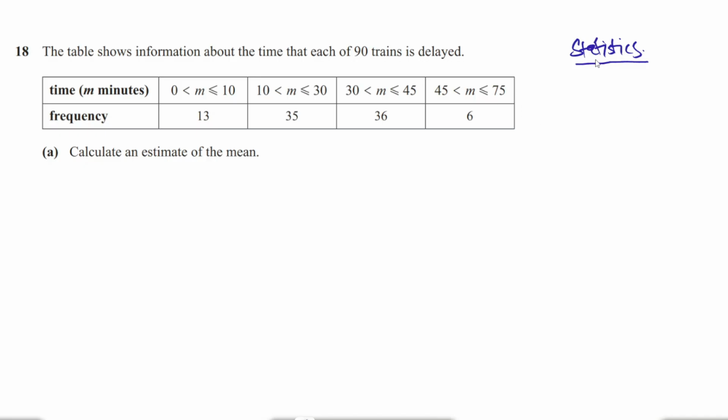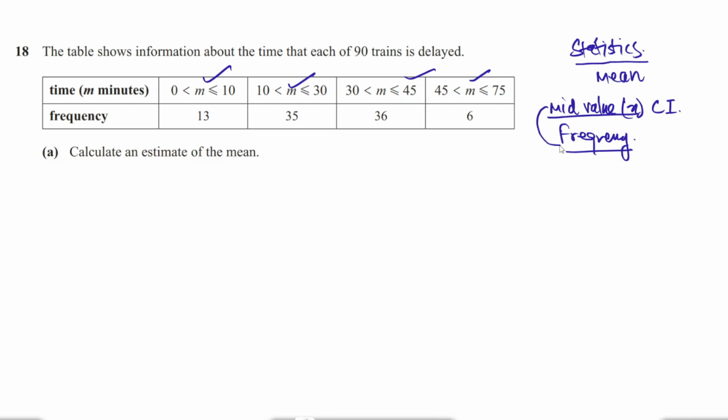So in statistics, when you are finding mean, specifically mean, you need mid values, like x values of class intervals. These groups are called class intervals, okay? And the other thing you need is frequency. So mid values and frequency, if you multiply these two, you will get in total the value of that specific class interval.